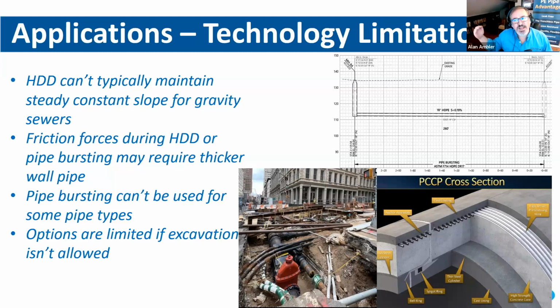HDD doesn't maintain a good constant slope very well, so it's not typically used to install gravity sewers, as we look for a constant slope on that gravity sewer system. Friction forces during either horizontal directional drill, compression fit, slip lining, or pipe bursting may actually push you to a thicker DR rating. So Richard, come on and tell us about pressure real quick, and then the thicker DR rating. What does it mean to have a thicker DR?